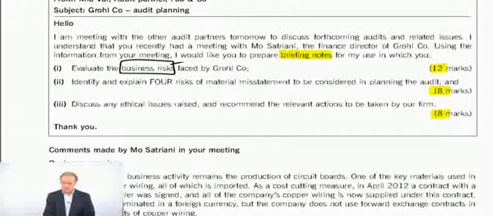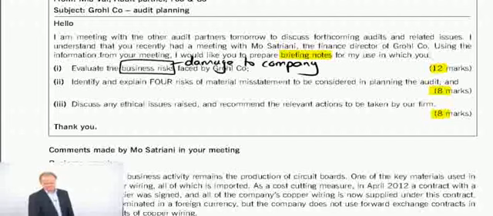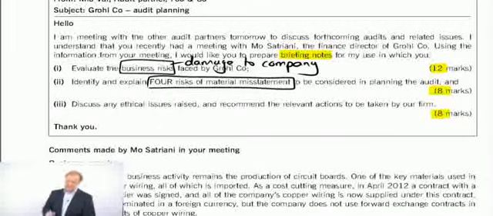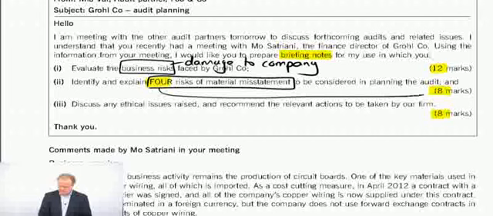Right, business risks, we've got to focus on the potential damage to the company. Forget about debits and credits, yay! And talk about damage to the company, the potential risks to their business. Then we have got to identify and explain 4 risks of material misstatement. So then it's back to debits and credits and accounting standards. One slight difference here is we're only meant to mention 4, and that gets 8 marks, so 2 marks each.